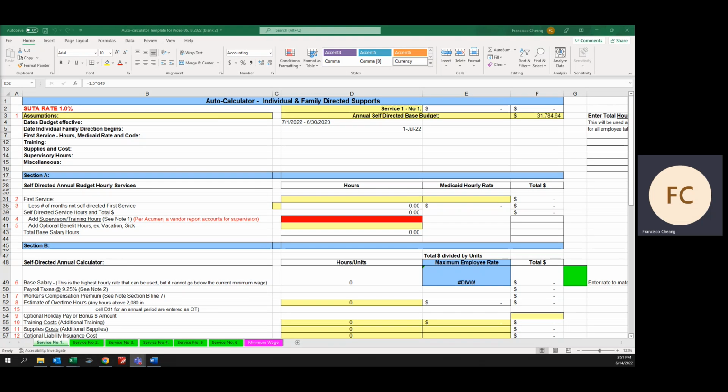This auto calculator has been approved by Acumen. Acumen is currently working to develop their own auto calculator, but for now, we will utilize this approved tool to establish pay rates for staff. If your financial support agent is ET Independence, please contact their financial customer service line at 1-877-659-450 for assistance with your budget tool.